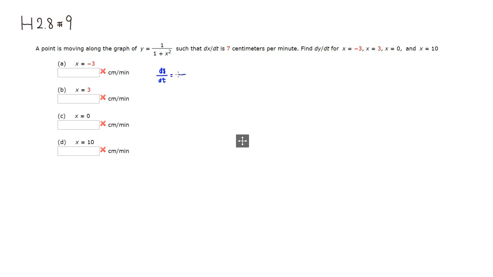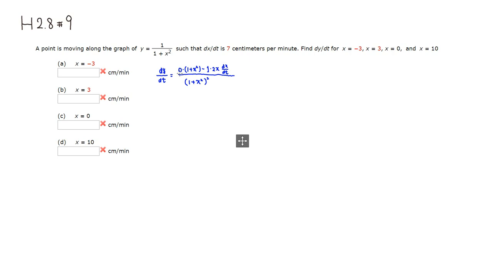First, I'm going to square the denominator, so quantity 1 plus x squared. The derivative of the top is 0, times the bottom, which is not going to really matter, but I'm going to write it down. Then the top is 1, times the derivative of the denominator, which is 2x. But we have to multiply by dx over dt. Maybe I should write it here. So we have that.